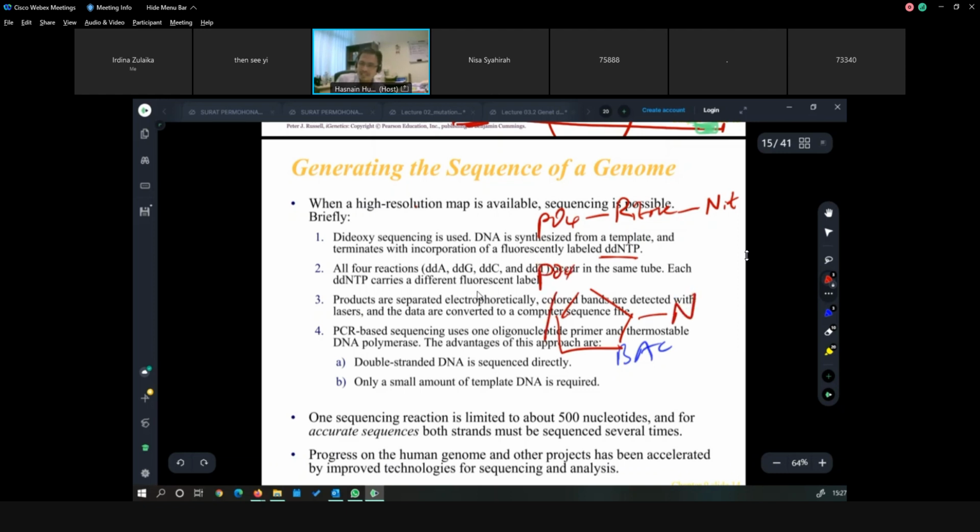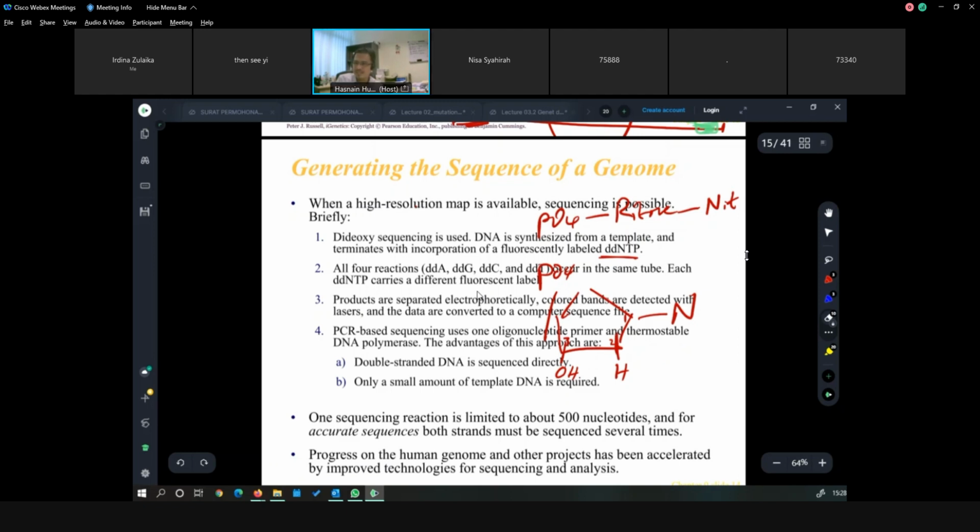You can see over here this is carbon position number 1, carbon position number 2, carbon position number 3. You have OH over here. This is a normal nucleotide. This one has H over here. Do you still remember this structure?